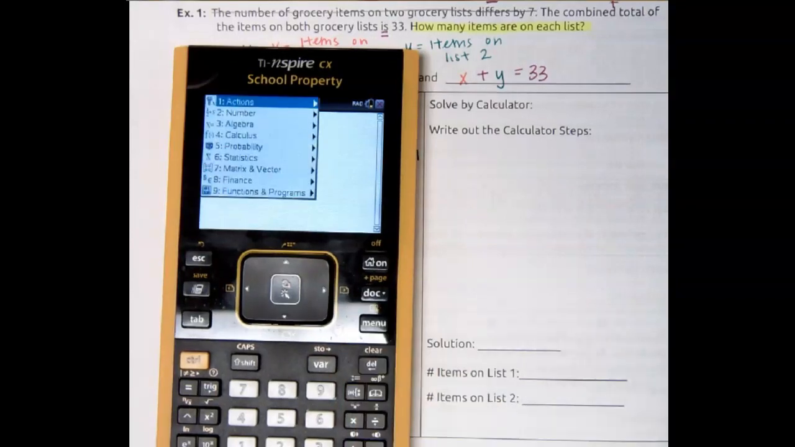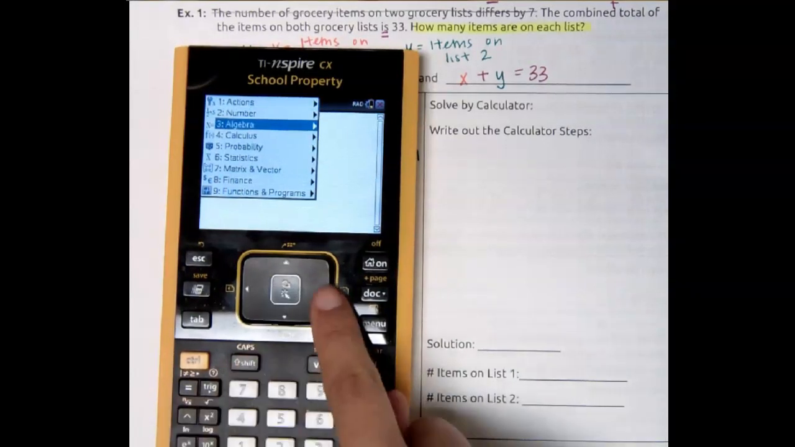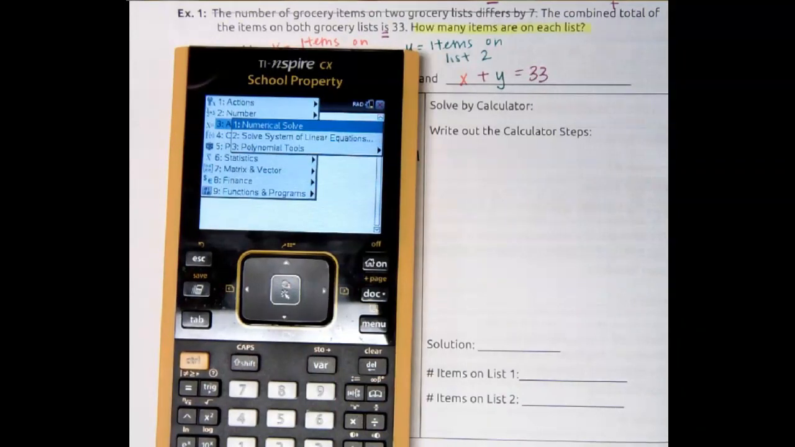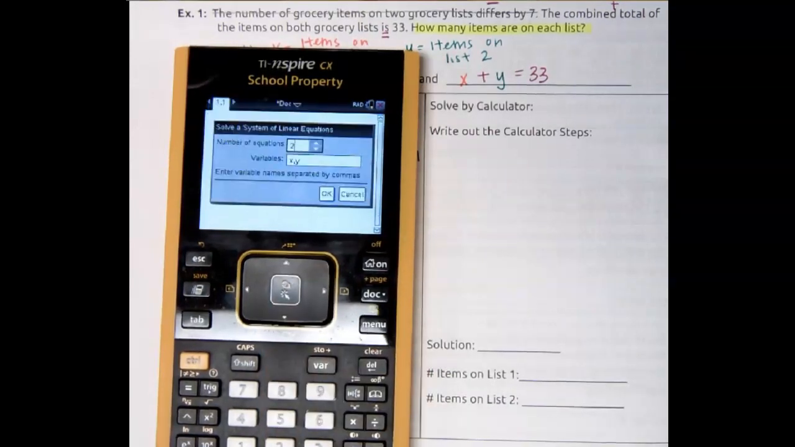So we're going to go menu. We are in algebra class. And then look at that menu. What do you think I'm going to choose? Think about what the title of this lesson is. If you said solve system of linear equations, you are correct.